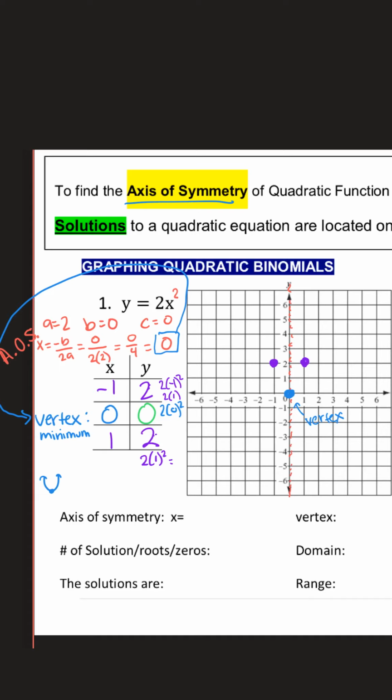And then I'm not going to draw a V shape. I'm going to draw a U shape. So right through everything, I'm going to connect my dots.